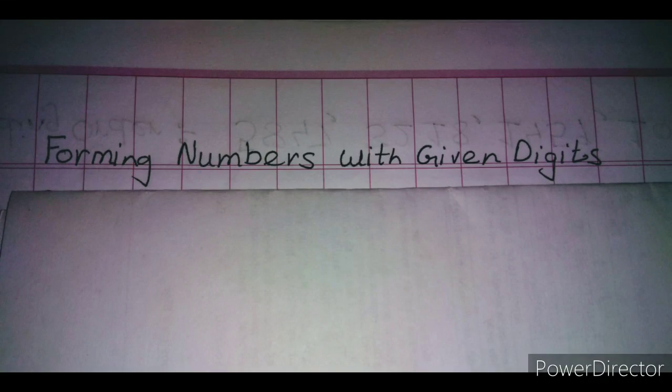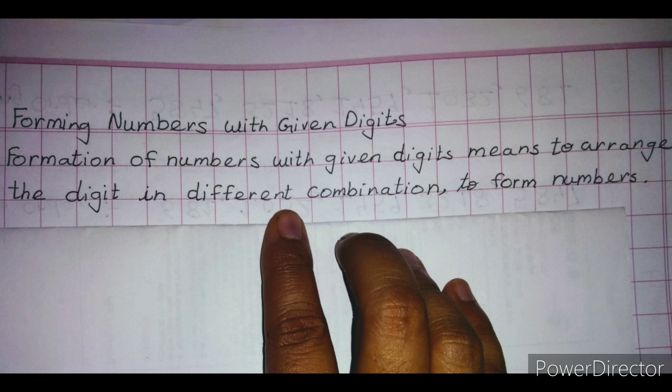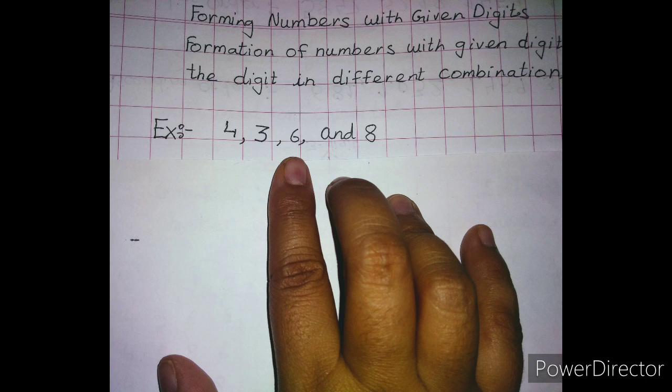Next topic is forming numbers with given digits. Formation of numbers means to arrange the different digits in different combinations to form many numbers. Let us look into this example. Here the digits given are 4, 3, 6 and 8.